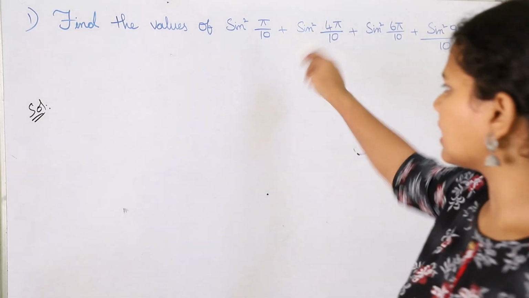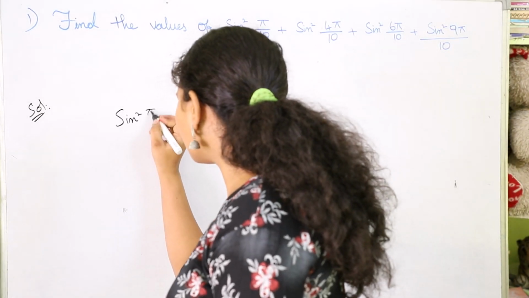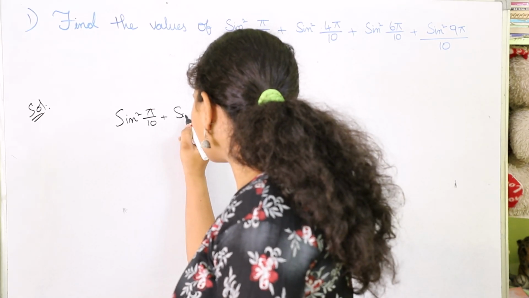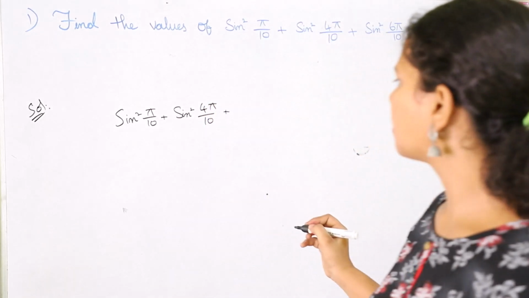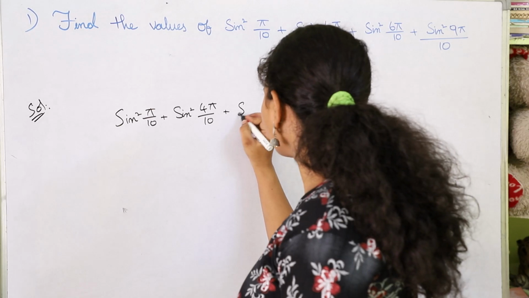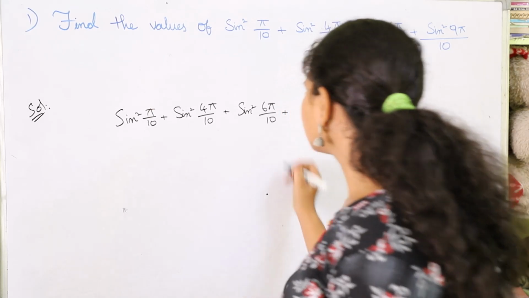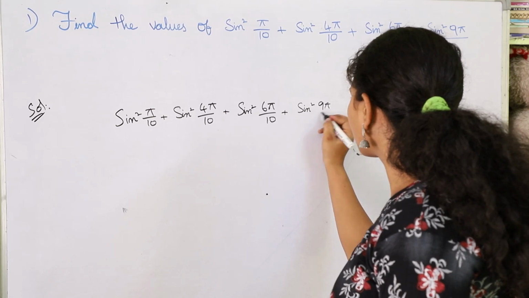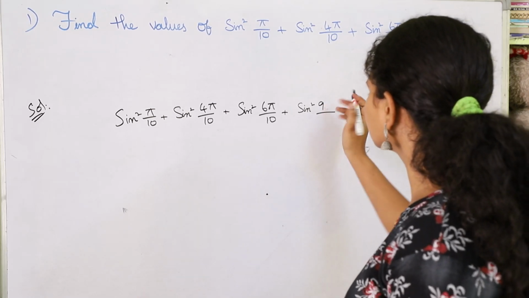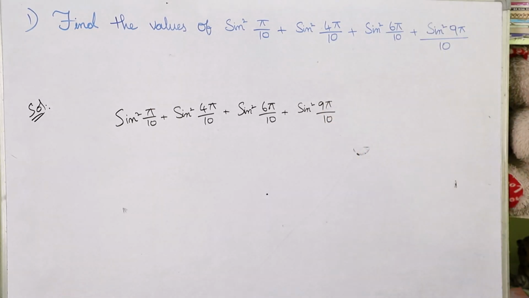Let us write this down: sine square pi by 10, plus sine square 4 pi by 10, plus sine square 6 pi by 10, plus sine square 9 pi by 10. This is the given expression.